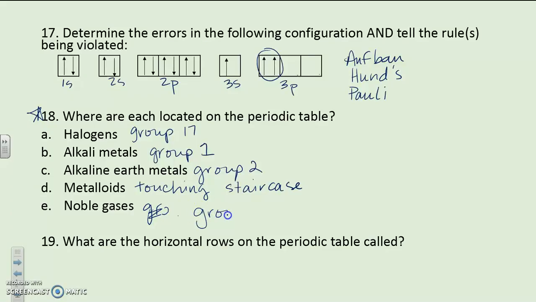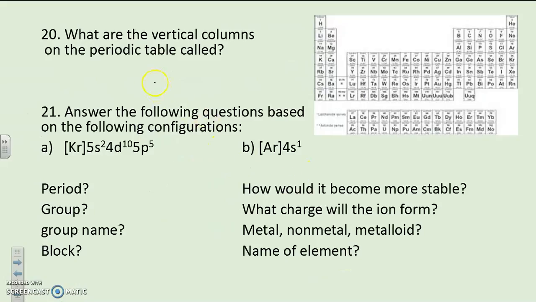All right, that's group 18. What are the horizontal rows on the periodic table called? They're called periods. What are the vertical columns on a periodic table called? Those are the groups or the families. Why do we call them a family? Because they have similar characteristics.